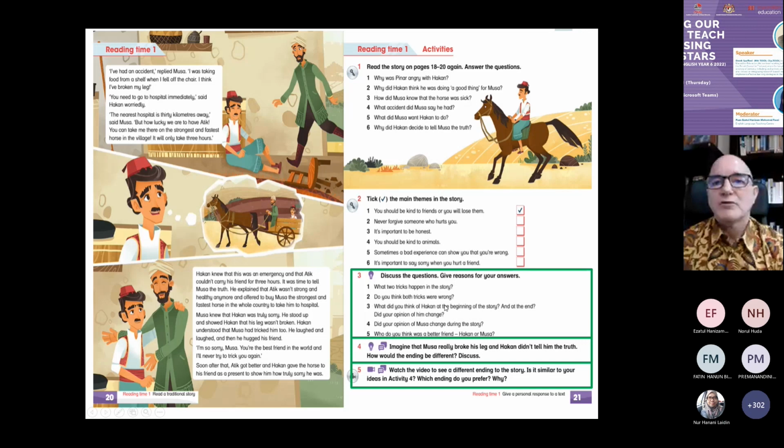Do you think both tricks were wrong? What do you think of them at the beginning, at the end? They're analyzing, they're applying their own knowledge to it. Imagine that he broke his leg. How would the ending be different? And then they watch it and their ending is different and they come up with their own ideas about whether they like it or not.